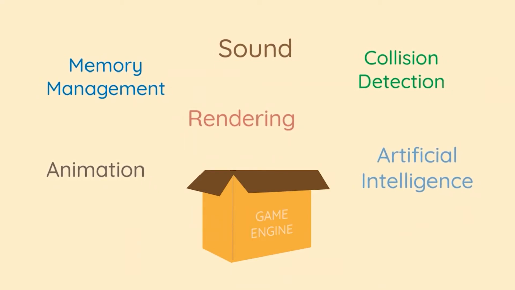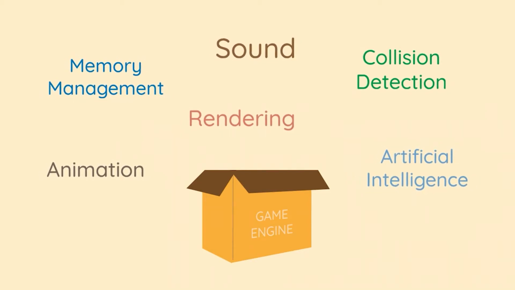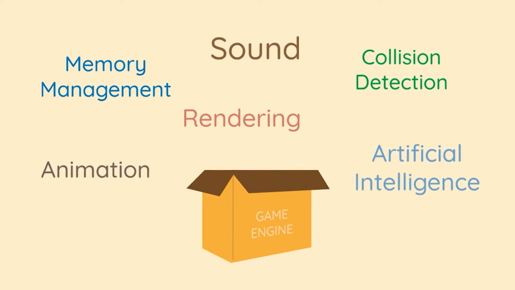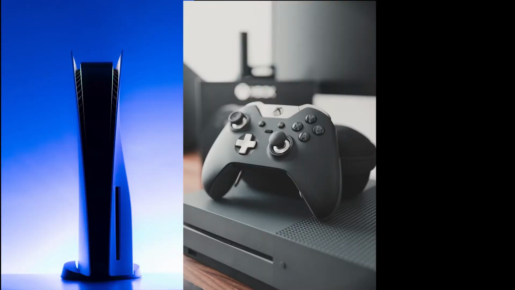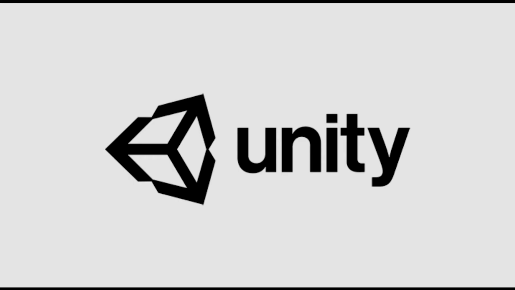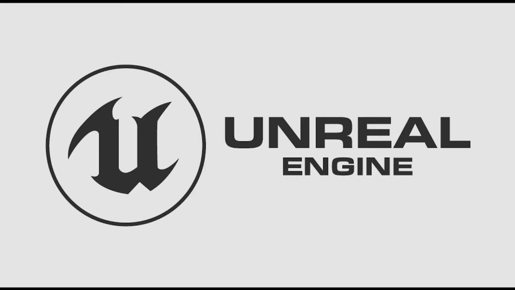All the content that is specific to your game is automatically converted by most game engines to suit different gaming platforms like the PlayStation or Xbox, iOS or Android. Unity and Unreal Engine are the two most famous game engines.